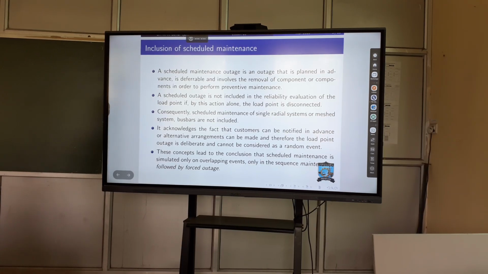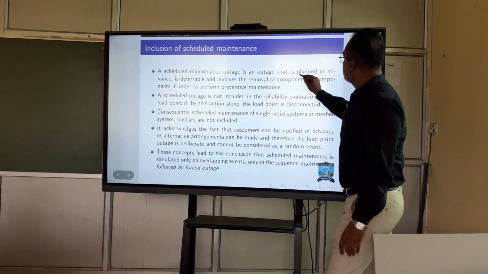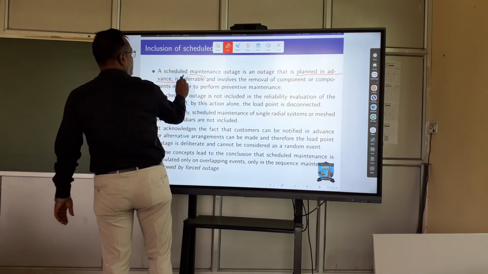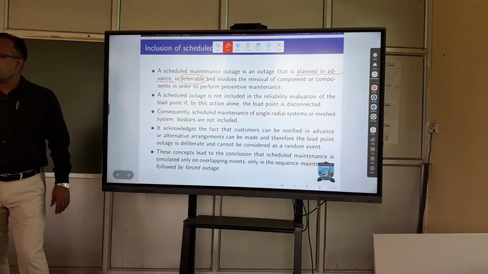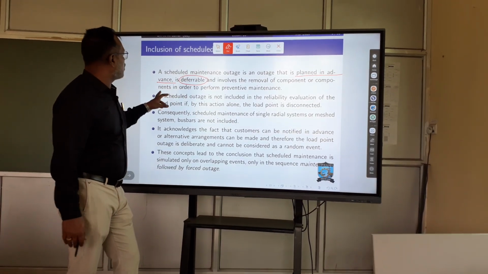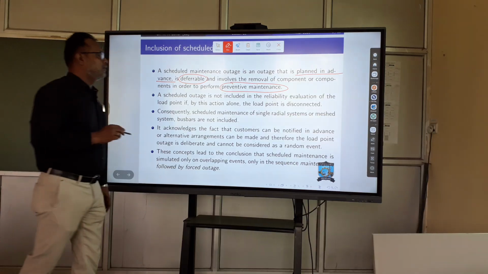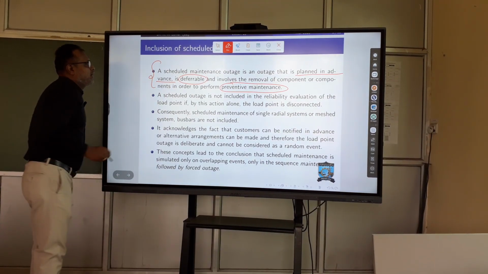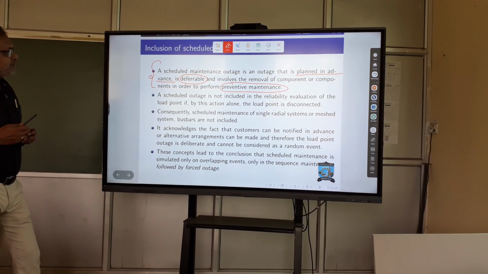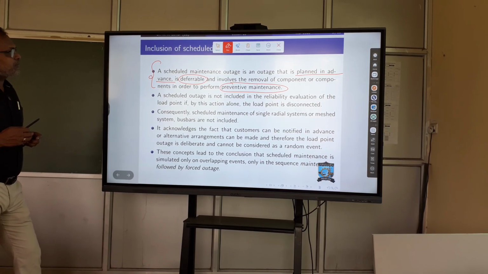A scheduled maintenance outage is an outage that is planned in advance and is deferable. When there is low demand, it can be delayed. A scheduled maintenance involves the removal of a component or components in order to perform preventive maintenance. So this is basically preventive maintenance. You need to write this down: a scheduled maintenance outage is an outage that is planned in advance, is deferable, and involves the removal of component or components in order to perform preventive maintenance.